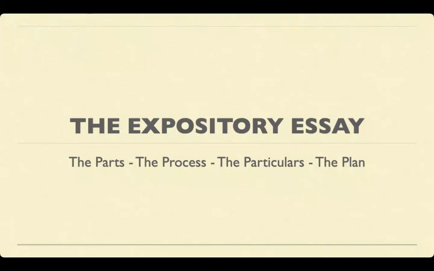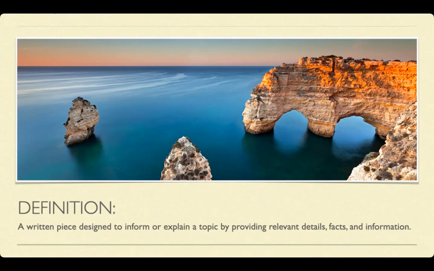In this presentation, I'll be discussing the expository essay, the parts that make it up, the process of writing, the particulars of citations, and a plan to ensure its completion. An expository essay is a written piece designed to inform or to explain a topic by providing relevant details, facts, and information. With it, one exposes these details, facts, or information, thus expository, or to expose.